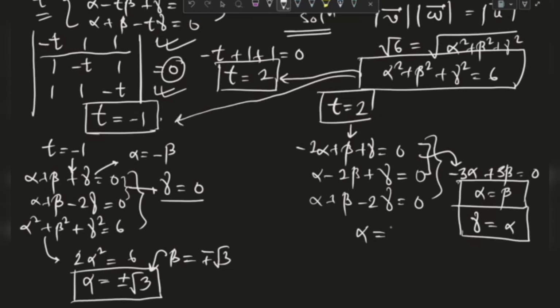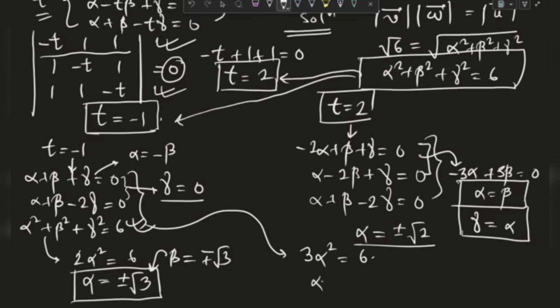So finally we'll get alpha as plus minus root 2, because we have this equation. This is also applicable here. So as alpha, beta, gamma are all equal, we will have 3 alpha squared as 6. So automatically alpha is plus minus root 2. So we can match option S as well. So this was it. This was a very interesting question. If you are preparing for Advanced, you should practice this question because it involves vectors as well as system of equations, which is a very important topic in my regard.